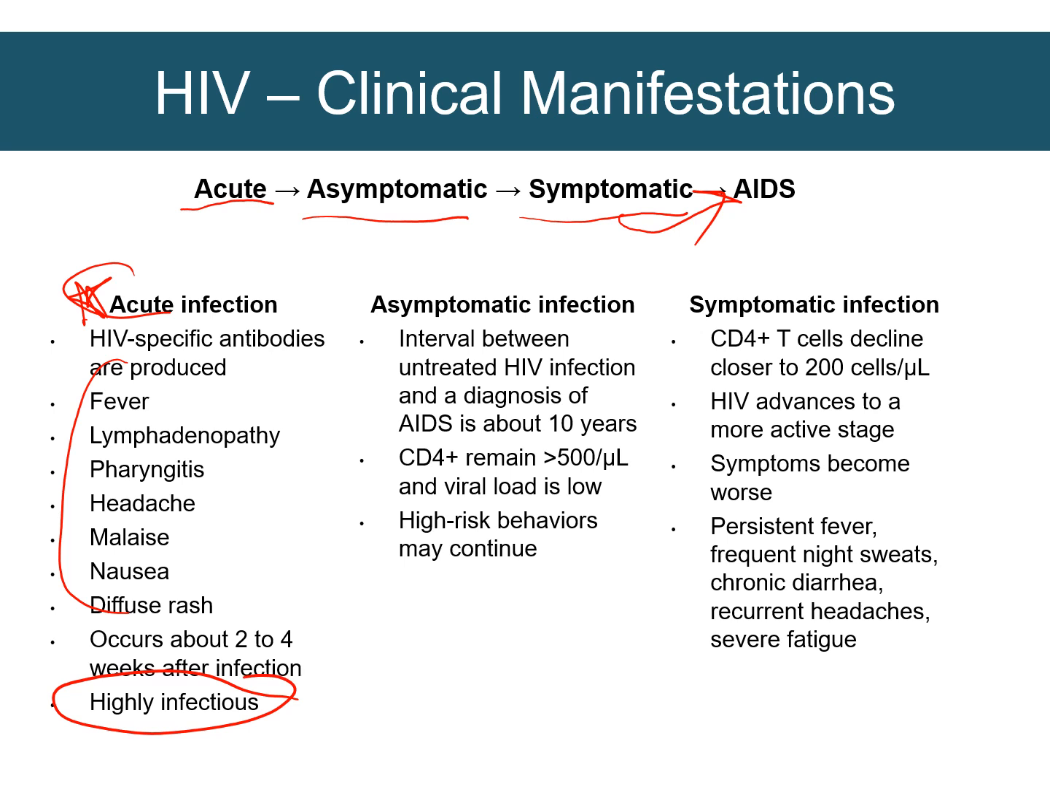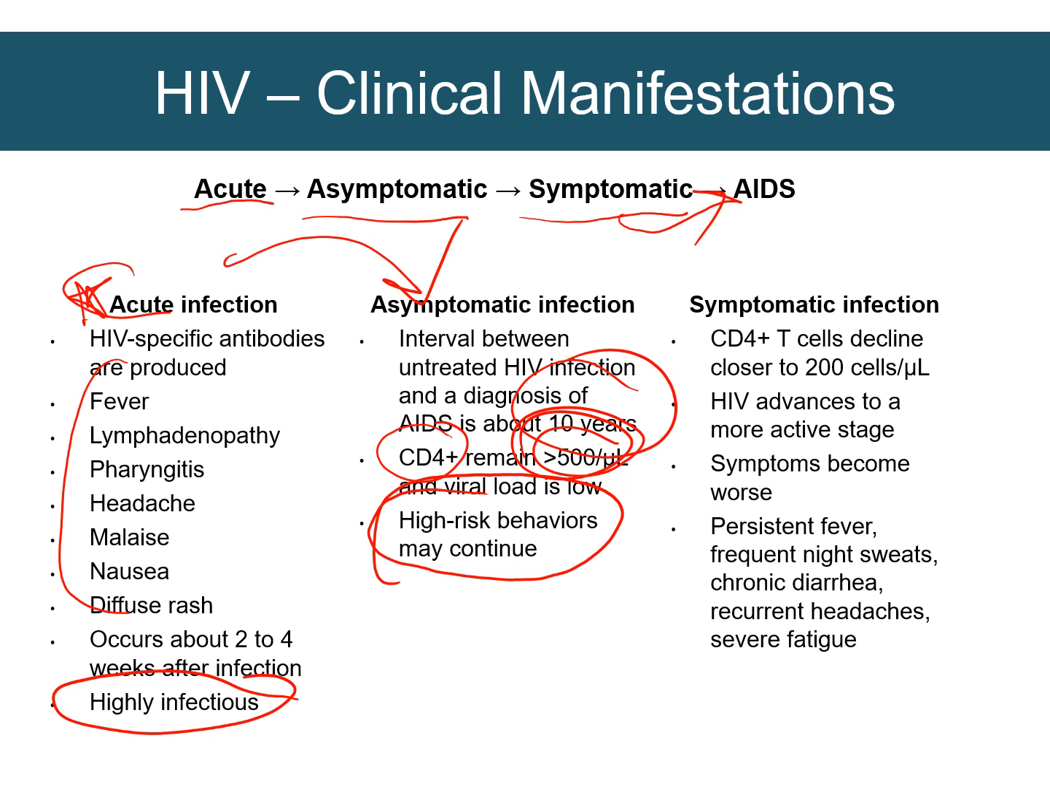So this again is the interval between when they have the virus, they had those symptoms at the beginning, but now they're asymptomatic. The time between the infection at the beginning till the progression to AIDS is about 10 years. Okay, so during this asymptomatic infection, their CD4 count still remains higher than 500, because remember, 500 is the threshold. Once we hit that 500 marker and below, that's when we start to see those manifestations. Okay, so again, like I said, those high-risk behaviors may continue because they don't know any better.